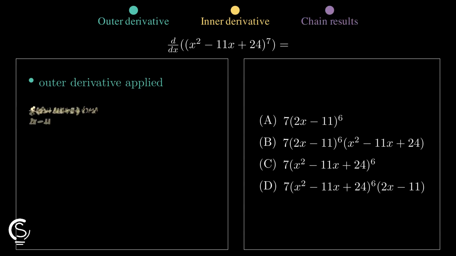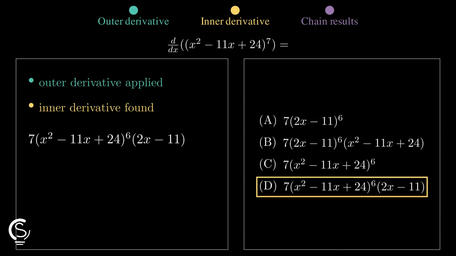Finally, multiply the outer derivative by the inner derivative. This completes the chain rule process and matches our final expression perfectly, so that means option D is the winner.